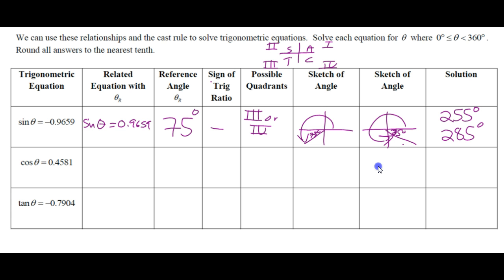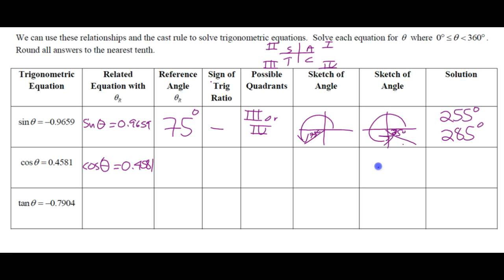So let me ask you this: what's the sine of pi over 6? Think about it for a while. Okay, cosine of theta equals 0.4581. What's the related equation? Just the exact same, right? We're just going to make it positive, unless it is positive, and then we're just going to write it down.